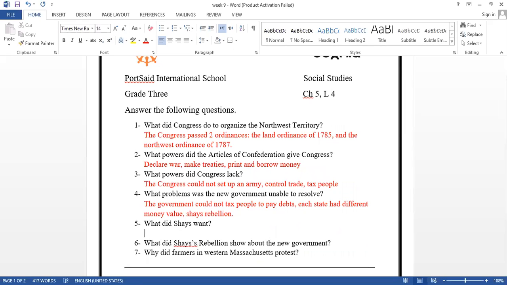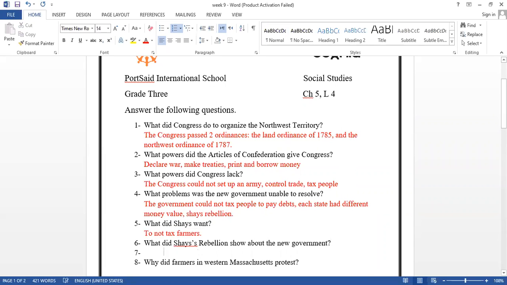The freedom? To not tax farmers. Excellent. Who are you? Faisal. Yes, to not tax farmers. Excellent. Okay. Because they didn't have that at that time. The government said you pay taxes, and if the farmers didn't pay taxes, they take their farms. So you pay the tax or we're going to take your farm. And no, it's unfair, of course.